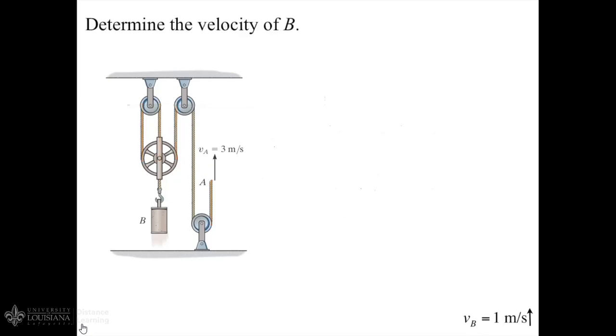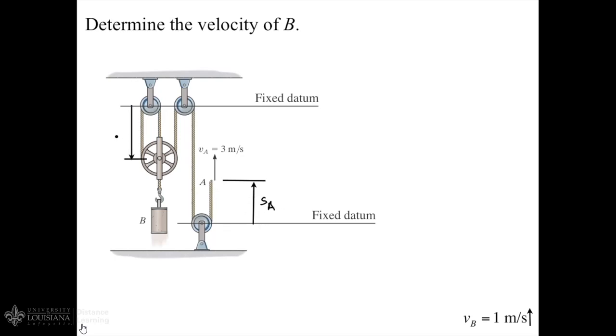We can also solve this problem in another manner, and let me show you how that would be done. We can consider a fixed datum placed down here at this point, and another fixed datum up here. If we did that, then measuring from each of these fixed datums to each of the points that we're looking at, for example, here we go up to A this way, where S sub A is positive upward. And then again for B, locating this point, we'll use an S sub B coordinate, which is positive downward.